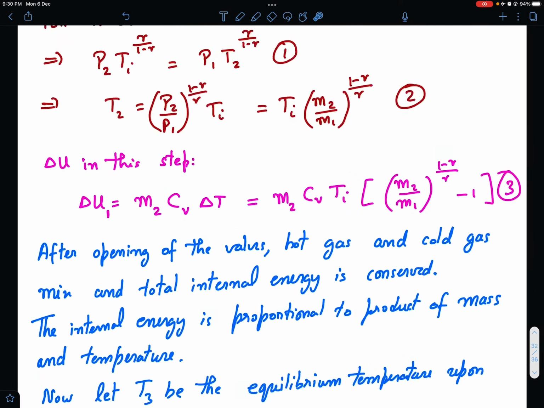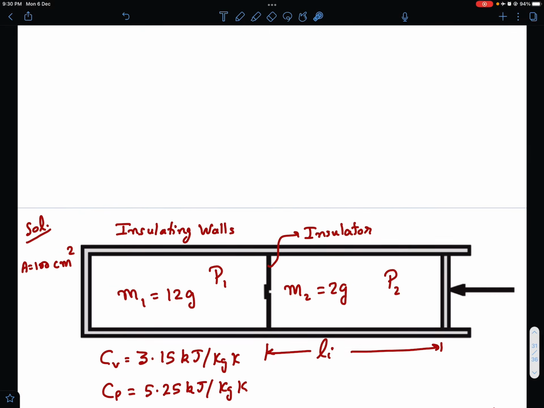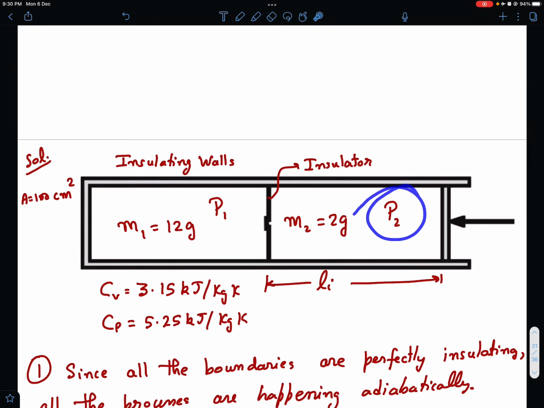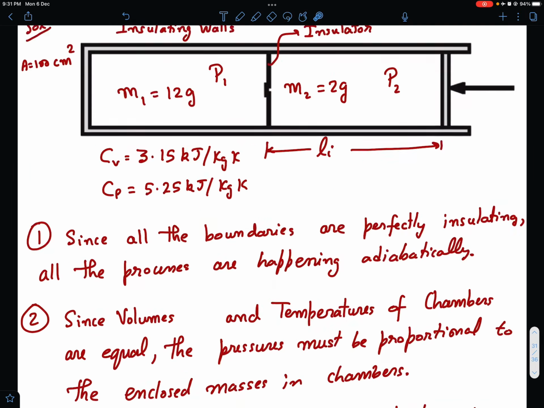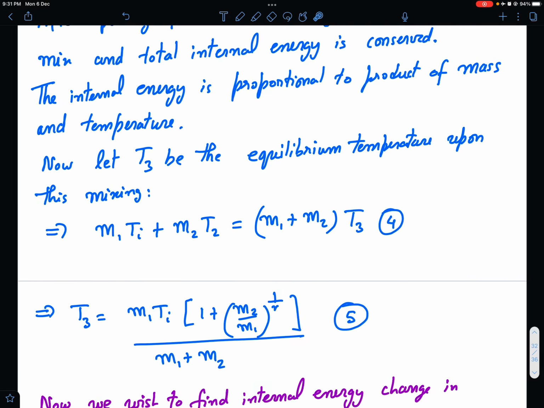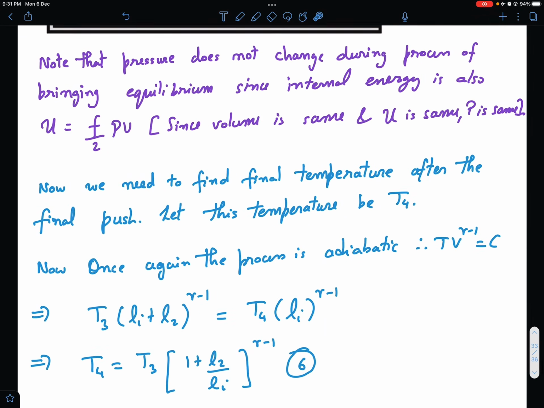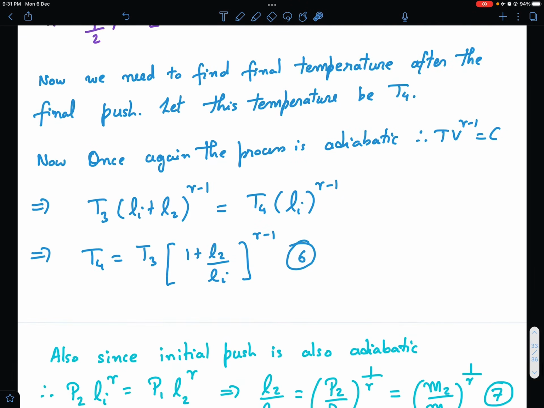See, right hand chamber, let me go back to the initial figure. Right hand chamber initial pressure is P2, and initial length is Li, and this piston was pushed, so I can say that P2 into Li to the power gamma should be equal to, now finally when this valve is about to open, this pressure is P1, so this is equal to P1 into L2 to the power gamma. So I hope you understood that, because the initial push was also adiabatic.